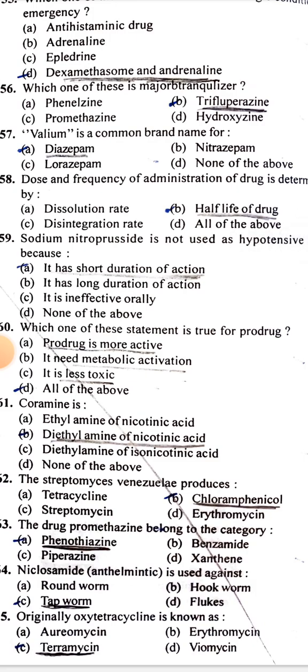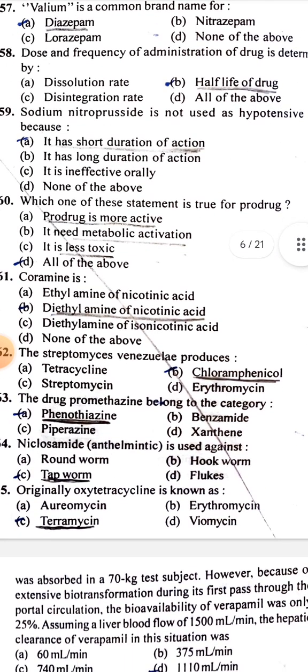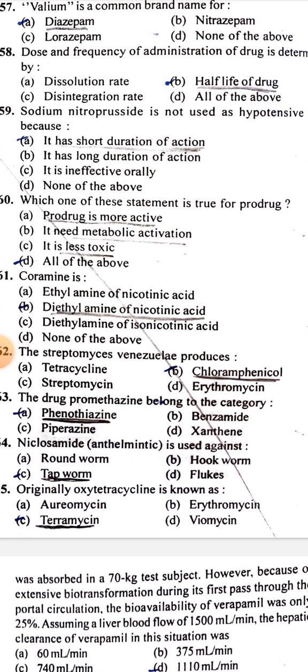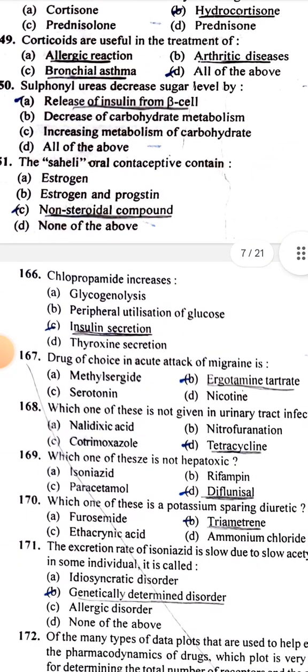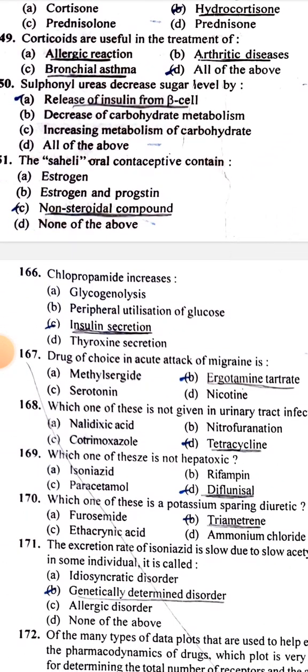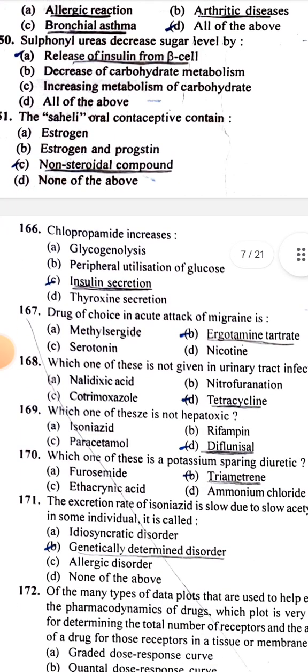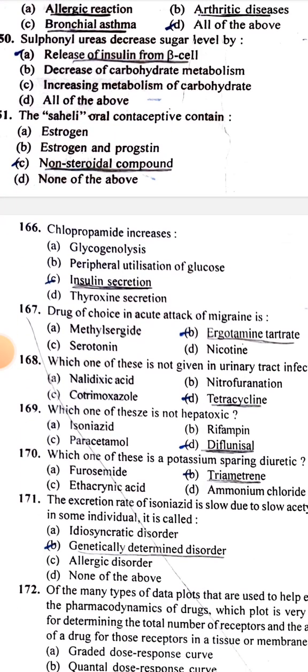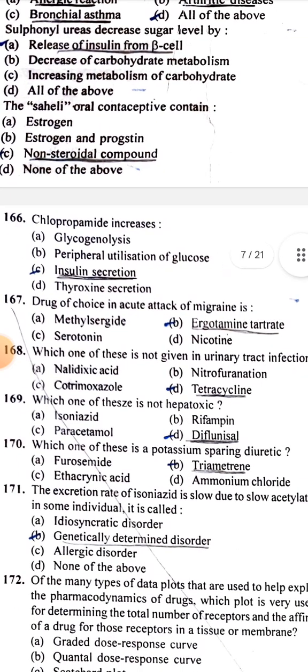Coramine is diethylamine nicotinic acid. The Streptomyces venezuelae produces chloramphenicol. The drug promethazine belongs to the category of phenothiazine. Niclosamide is used against tapeworm. Originally, oxytetracycline is known as terramycin. Chlorpropamide increases insulin secretion. Drug of choice in acute attack of migraine is ergotamine tartrate.